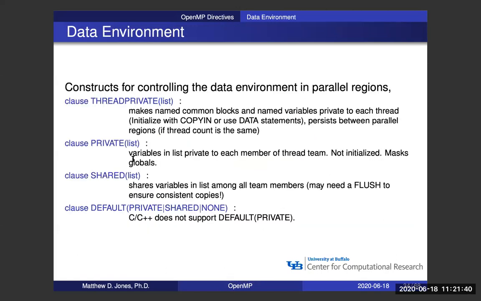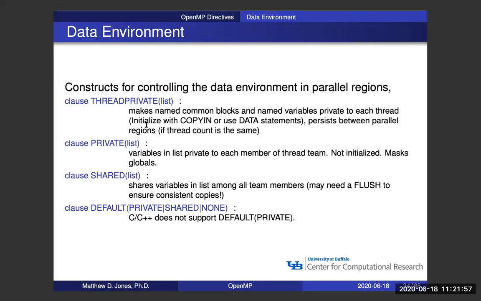All right, so let's talk a little bit more about the data environment. Again, this goes back, this is meant to be self-explanatory. This goes back to the constructs and those clauses and how they get applied. So private and shared determine whether or not the variables in those lists get made private to each member of the thread team or shared amongst them.